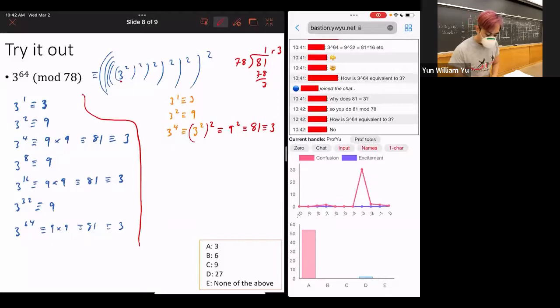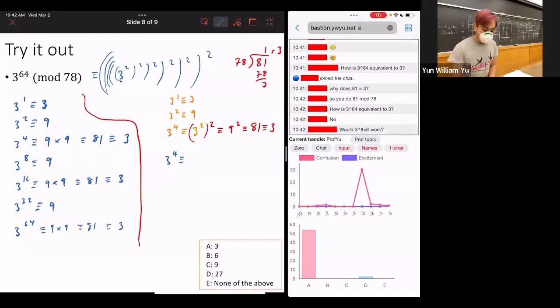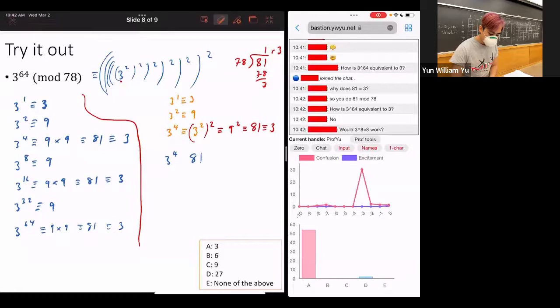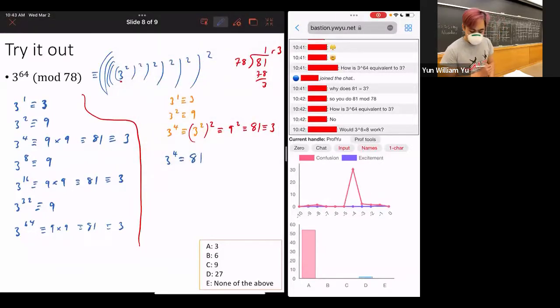Let me do it a different way, which is that instead of doing this weird doubling, what is 3 to the 4? You can do this in your calculator, right? 3 to the 4 is just equal to 81 in ordinary math, which means that this is equivalent to 3 in mod 78. Okay?